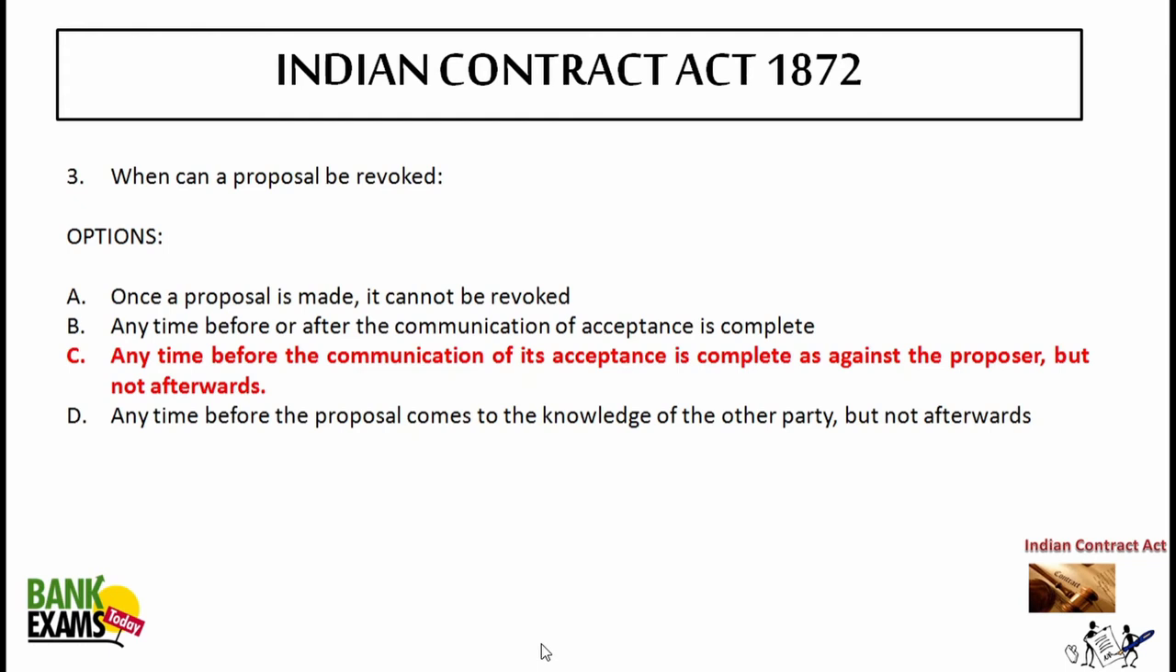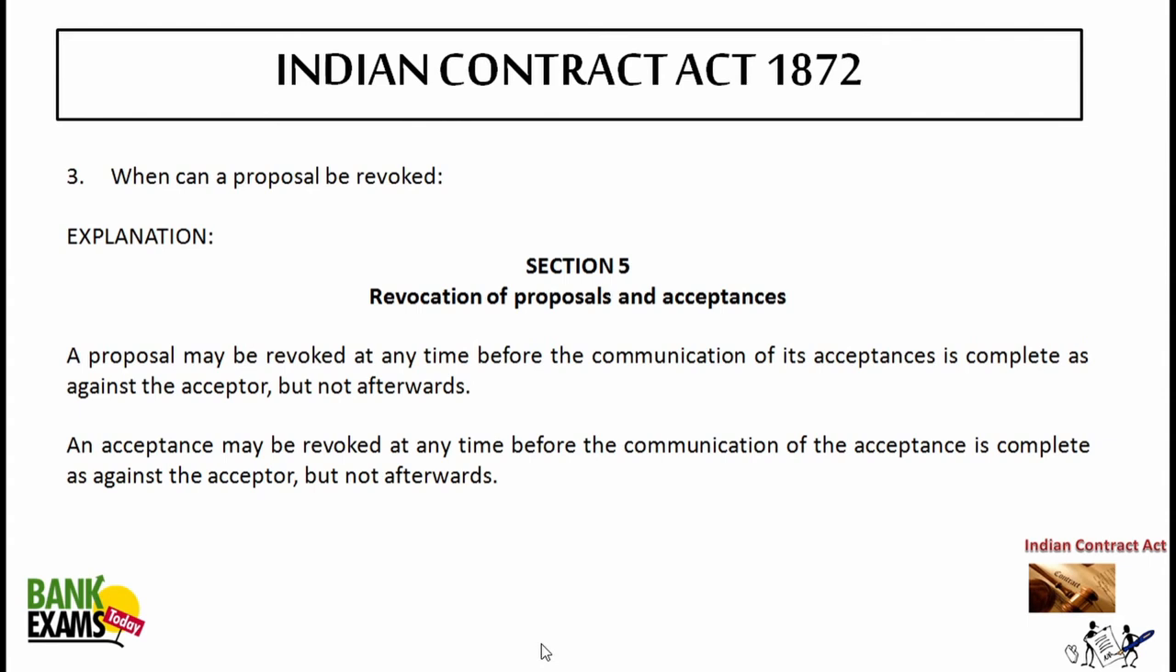When can a proposal be revoked? Option C, any time before the communication of its acceptance is complete as against the proposer but not afterwards. Why? The explanation is under Section 5, which deals with revocation of proposals and acceptances. A proposal may be revoked at any time before the communication of its acceptance is complete as against the proposer but not afterwards. An acceptance may be revoked at any time before the communication of the acceptance is complete as against the acceptor but not afterwards.